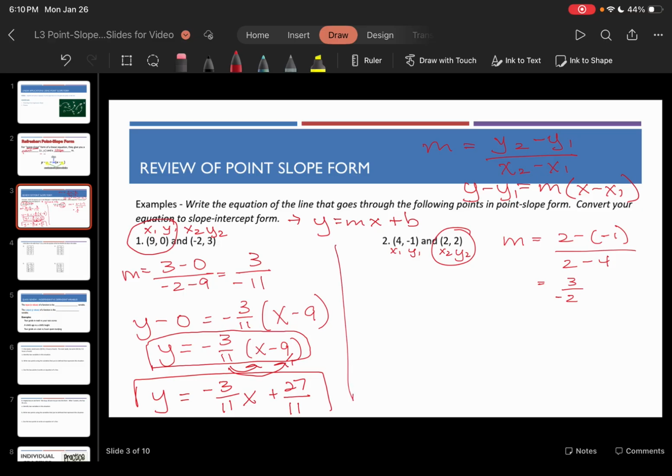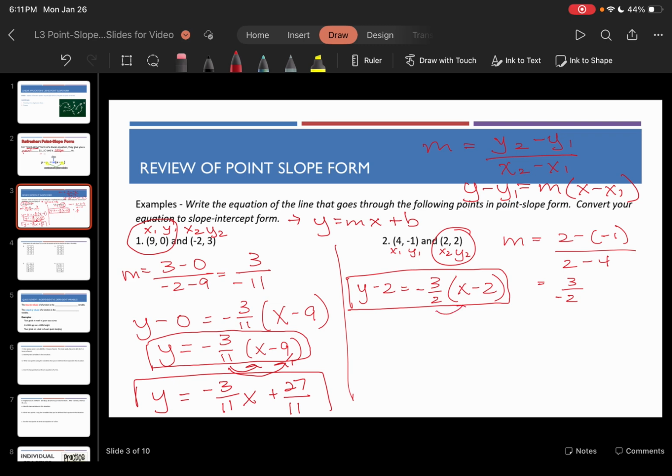So when I plug in Y minus Y1 equals M times X minus X1, that is my equation in point slope form. I could have used the other point for both in number 1 and number 2. If I'd used the other point, my equation would look slightly different, but it's still completely correct.